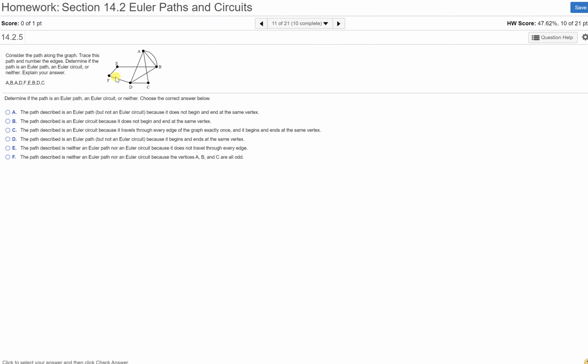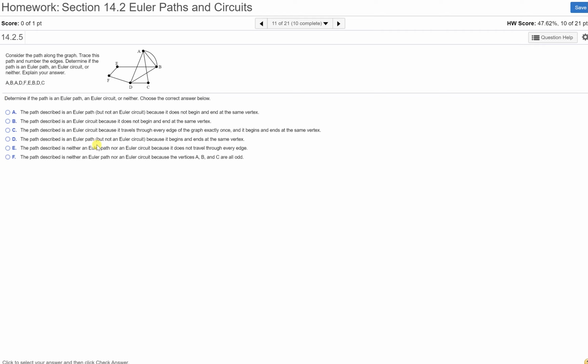It says here, let me look at the edges again. Same question. Let's see. F is 2. E is 2. D is 1, 2, 3, 4. 1, 2, 1, 2, 3, 4, 1, 2. Okay, so they're all even, so it's all possible. Notice how it starts in A and ends in C. So right there, it can't be a circuit.